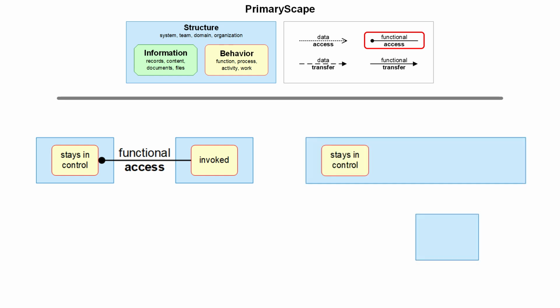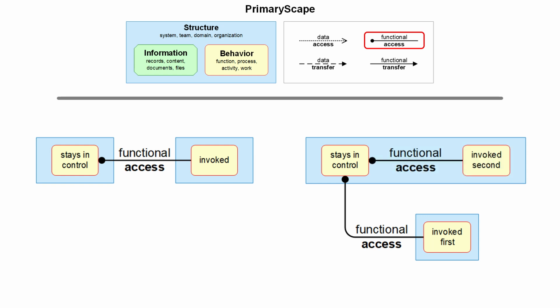Here we have an example of one function that stays in control while making an access to one function first, and once that is done, makes another functional access to a second function. In technical terms, this is a synchronous call.